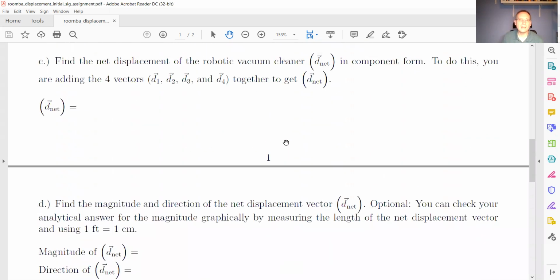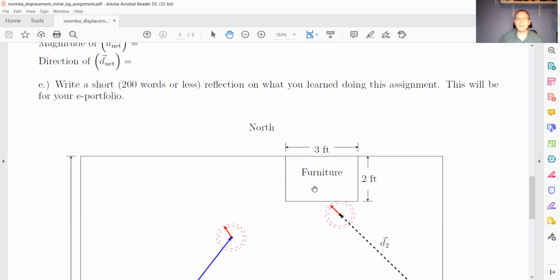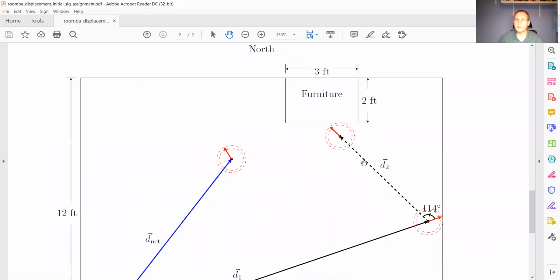And then D2, I also give you a hint. We know that the robot is traveling at a constant speed of 1.50 feet per second, and for that leg, D2, it travels for 3.5 seconds. If you multiply those together, that's got to be the magnitude of D2, the length, which in this case is 5.25 feet. So this length should be 5.25. Actually, if you were to measure it, you're going to get 5.25 centimeters.